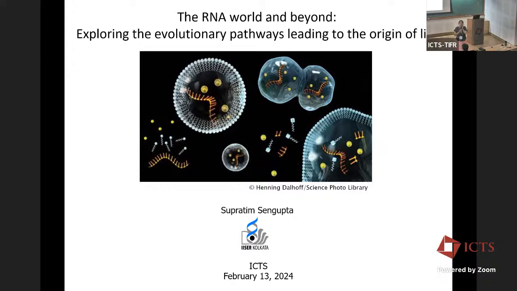Supratim is at IISER Kolkata and has done a variety of interesting questions, some of which touch upon population genetics, but many of which touch upon broader themes in evolutionary biology. Do pick his brain later on about other things that he's done, including codon bias, which is why I know him. Today's talk is going to be about RNA world and the origins of life. Supratim, happy to have you here.